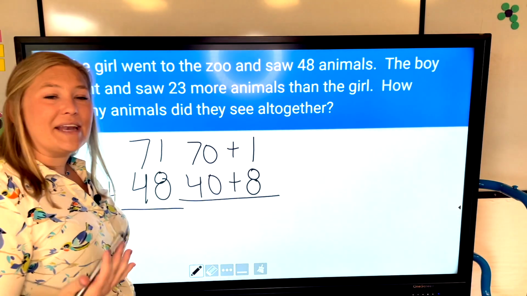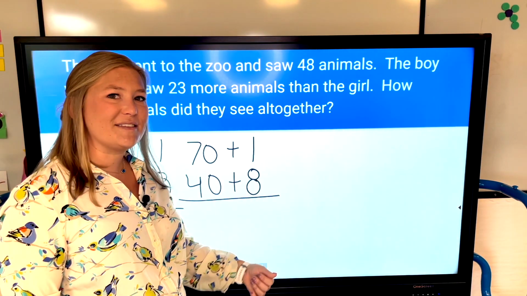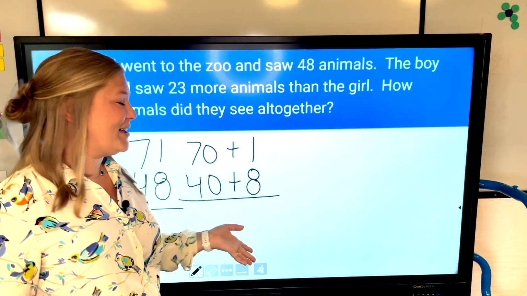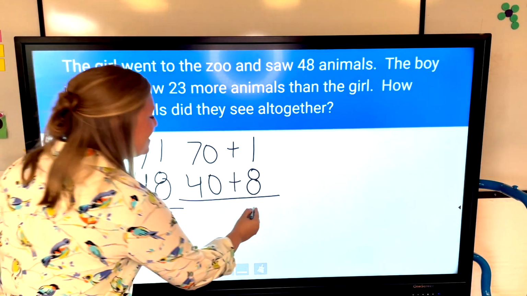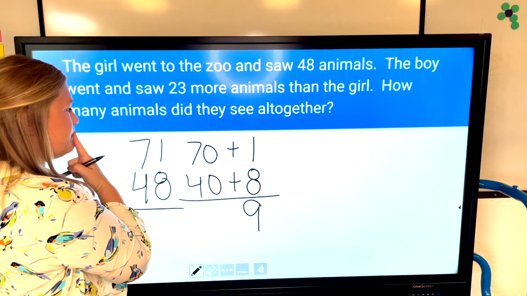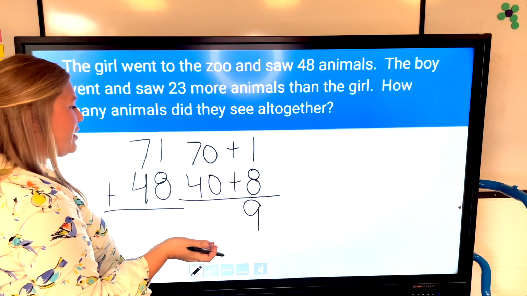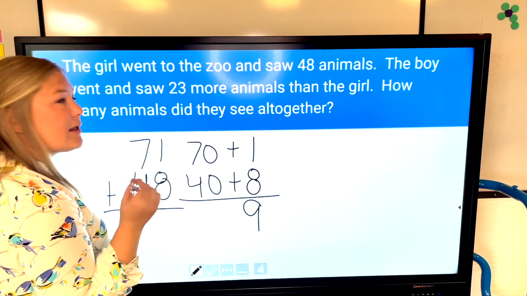Now I can go ahead and add my two numbers together. Should I start in the tens place or in the ones place? Always the ones place. 1 plus 8 is 9. Then we have 70 plus 40. Well, I know 0, 0, 0. But 7 plus 4, that is 11.